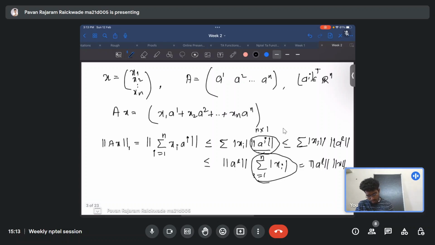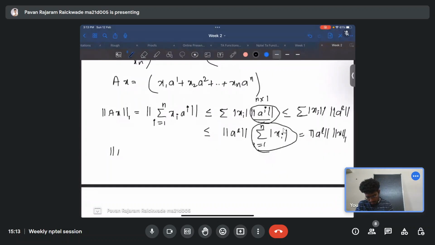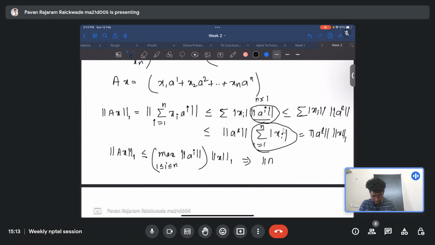So what we got is norm of Ax 1 is less than or equal to norm of al, which means the maximum over 1 less than or equal to i less than or equal to n of norm of ai 1, into norm of x 1. So from here we can directly observe that the operator norm of A is less than or equal to this quantity.